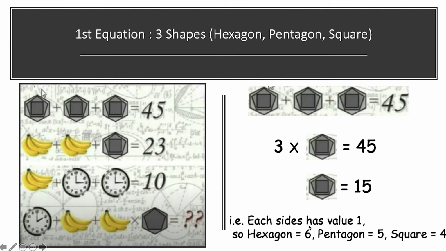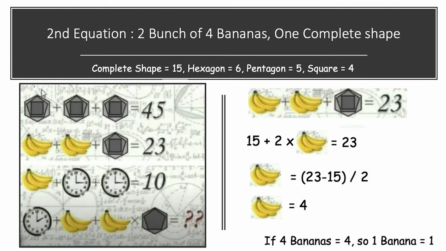So each side value will be 1. Hence hexagon value will be 6, pentagon value will be 5, square value will be 4. That means each shape value is equal to the number of sides present in that shape. Now jumping on to our second equation.